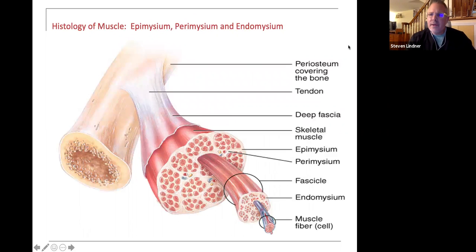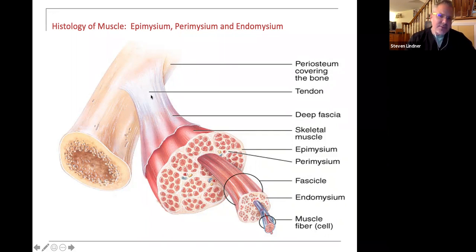Okay, so some basics here. This is the bone. This is the periosteum, which is the layer that covers the bone. Here is a tendon, because muscles attach to bone by way of tendons. The belly of the muscle is what's actually contracting. It's shortening and lengthening, and it is transmitting that contractile force to this more inelastic tendon that will tug and pull on the bone, right?